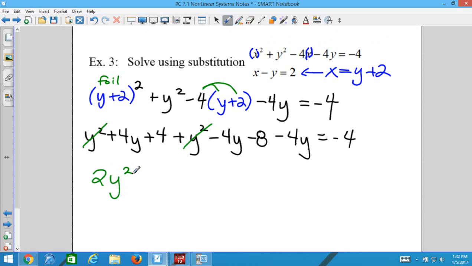So I get 2y squared, I got a 4y, and a -4y. Those cancel out. And then I have another -4y. Then I have a 4 minus 8, and then when I move that to the other side, I'm adding 4 on. So it cancels out, right?